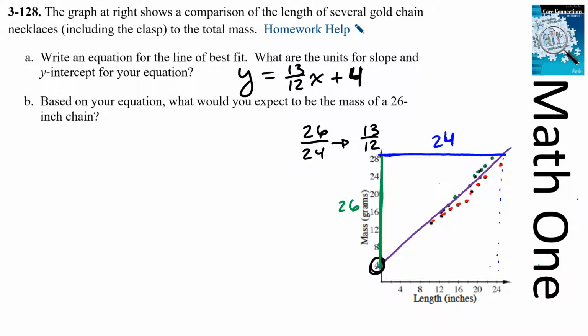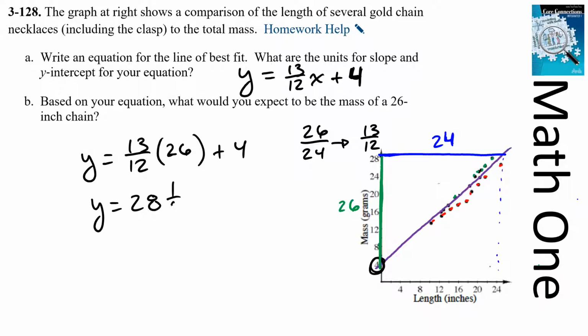So B says, based on your equation, this is the one that I just wrote, what would you expect to be the mass of a 26-inch chain? So if I was to take x as 26 and look at the equation y equals 13/12 for a 26-inch chain, and then +4, 26 divided by 12, is that nice? Not really. It's 2 1/6. Let me do 13 times 26 and then divide that by 12. That gives me 28 and 1/6. So y equals 28 and 1/6.